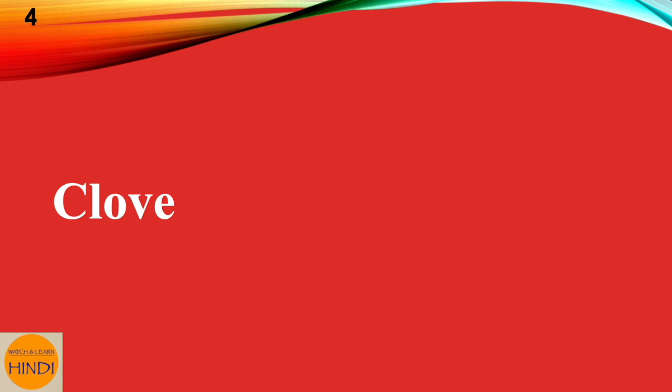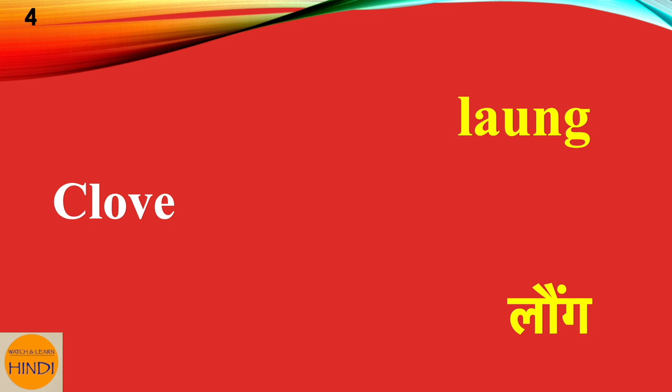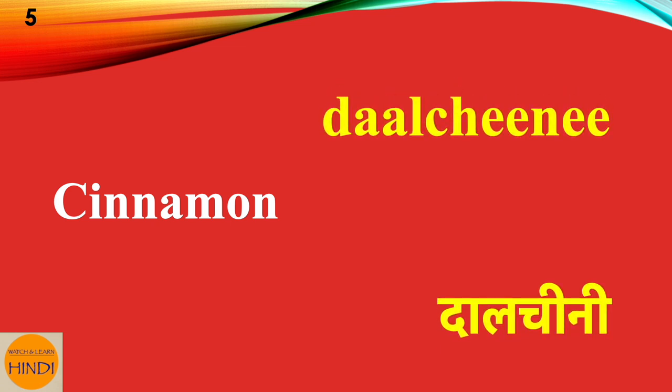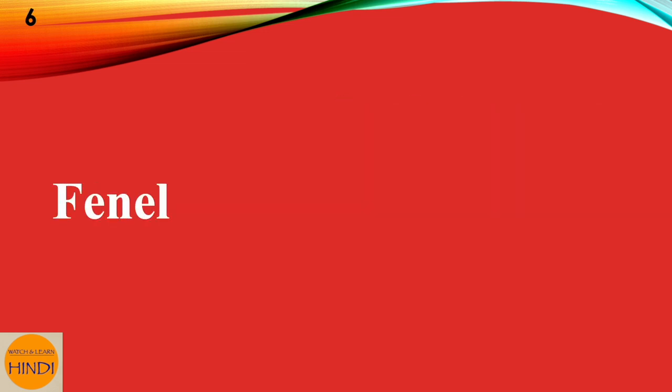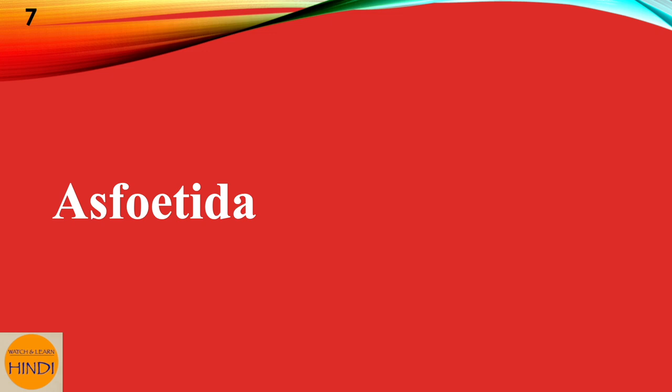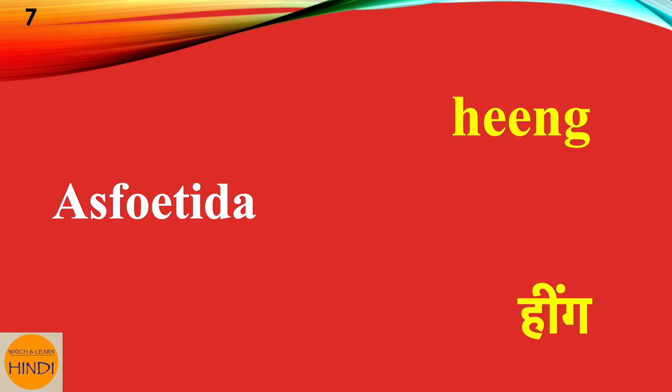Next up is clove. Long. Cinnamon is called dalchini. Fennel, sonf. Asafoetida, hing.